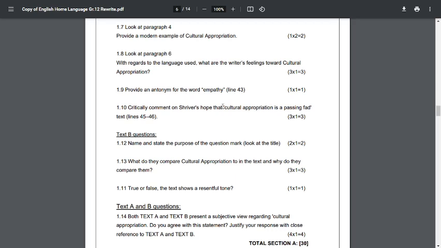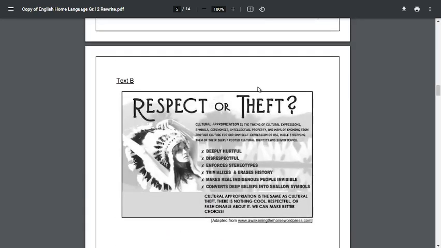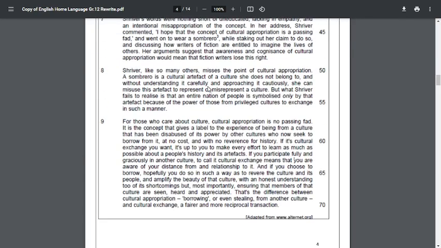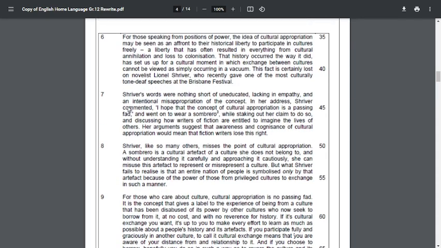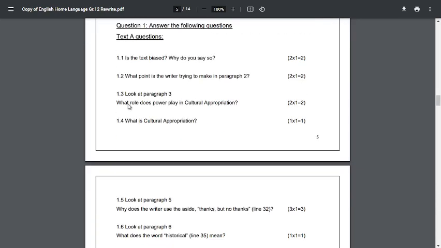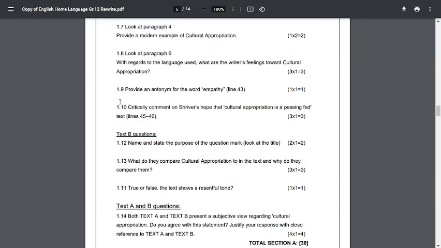Here, critically comment on Shriver's Hope that cultural appropriation is a passing fad. Text, lines 45 to 46. So if we go to lines 45 to 46, I hope that the concept of cultural appropriation is a passing fad, and went on to wear a sombrero while staking out her claim to do so. Okay, so now explain that in detail. Critically comment.